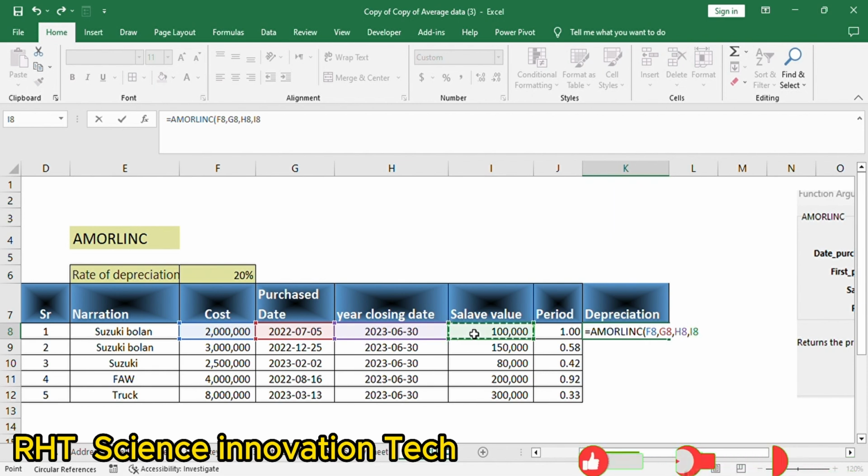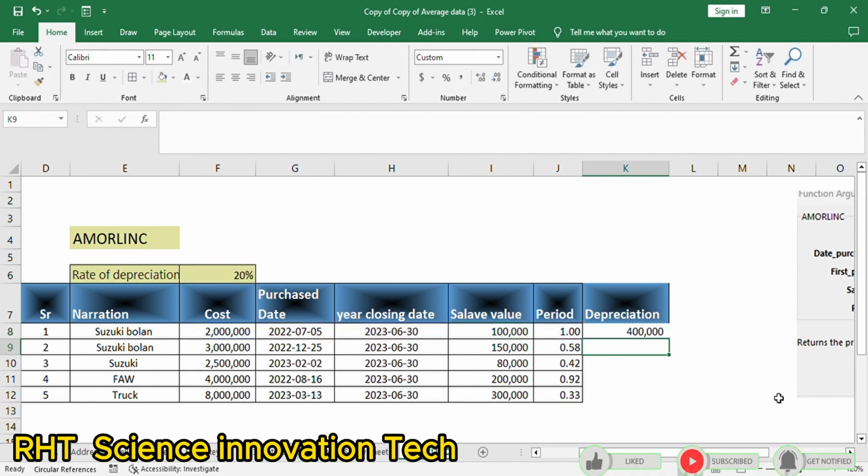100,000, and the period I have taken this just, and the rate I have considered as 20%. Because we're going to drag this formula down, we will freeze this 20%, and the basis is the actual year of 365 days. So let's enter. This is our depreciation for this 1 year of this asset.